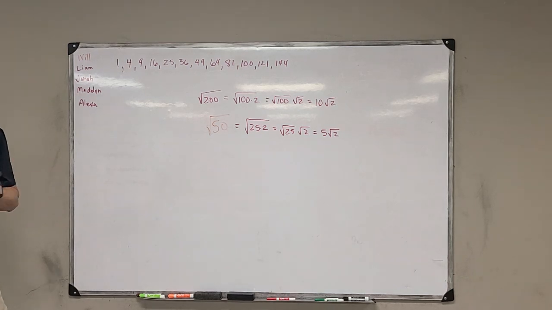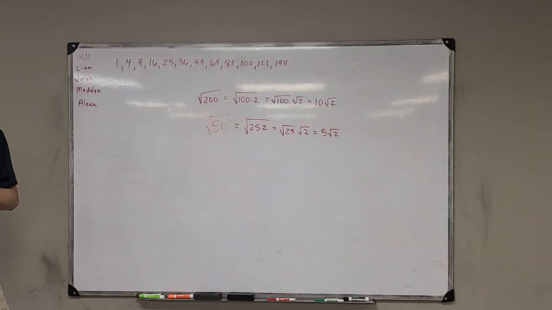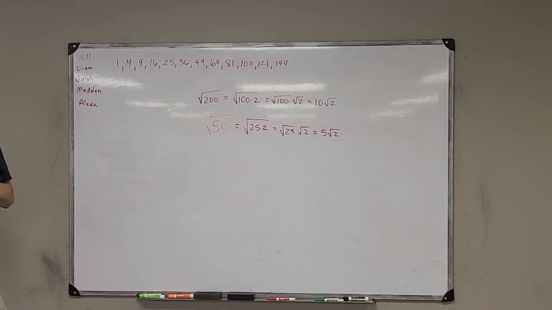Again, it's just practice that's going to get you good at this. It's just working enough of these problems so that you immediately recognize the perfect squares. If you remember that 144 is a perfect square, and you see the square root of 288, you should immediately think, oh, 288 is 2 times 144. And so the square root of 144 is 12, so the square root of 288 must be 12 times the square root of 2. All right?